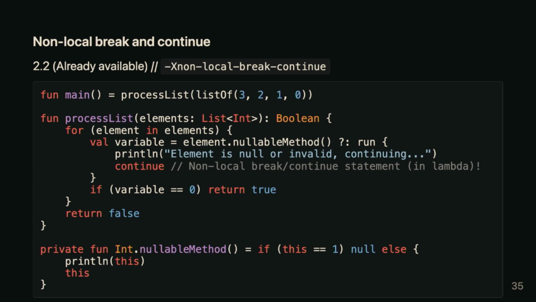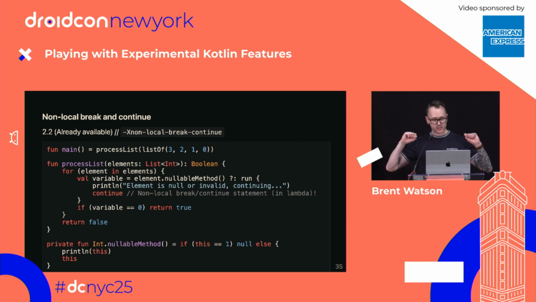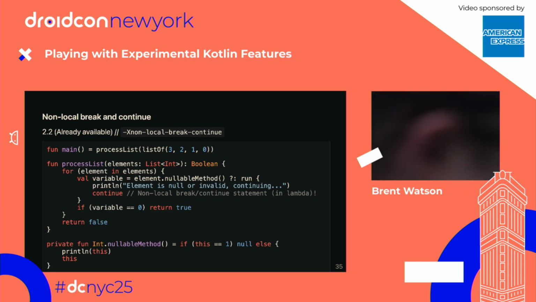Okay, the last one that is available in 2.2 is non-local break and continue. See this line here that is continue that has a comment on it. Just looking at this code, this looks like it should be fine, right? We're in a for loop, and we have some condition, and we want to continue to the next item in that for loop. So this looks okay.